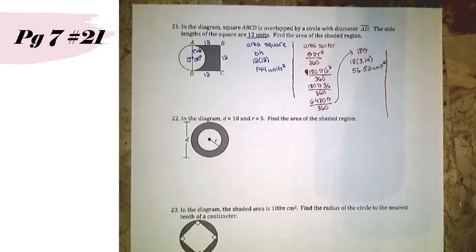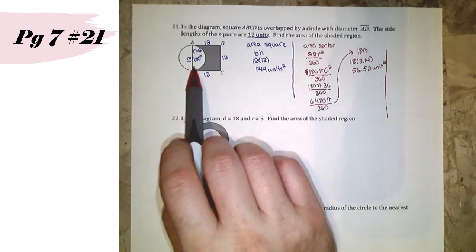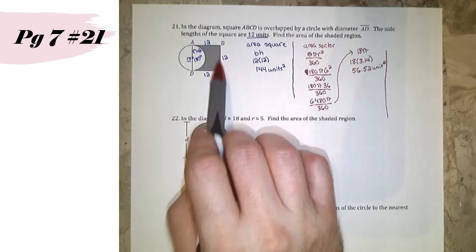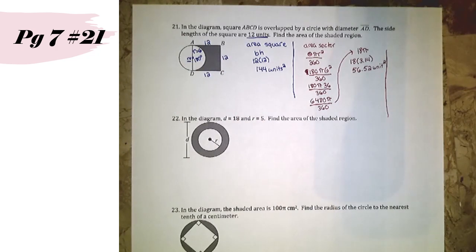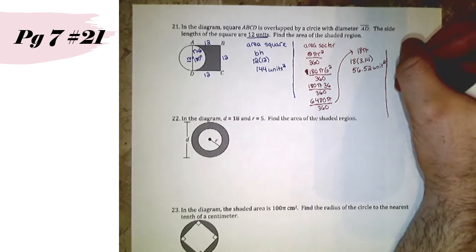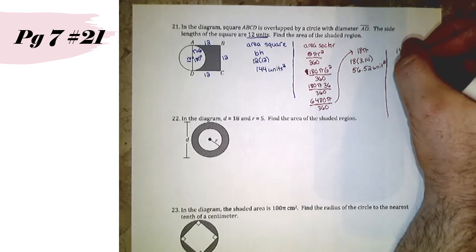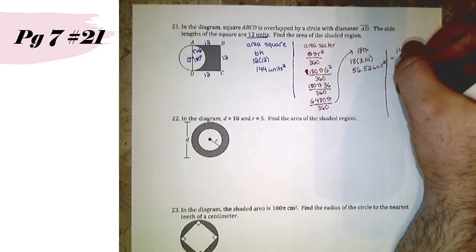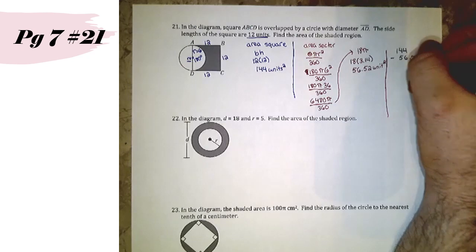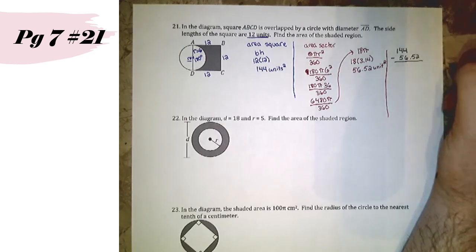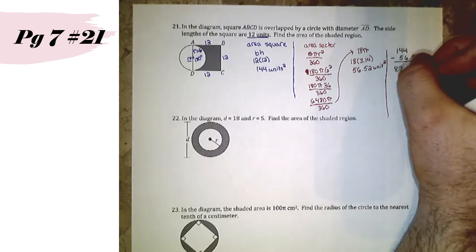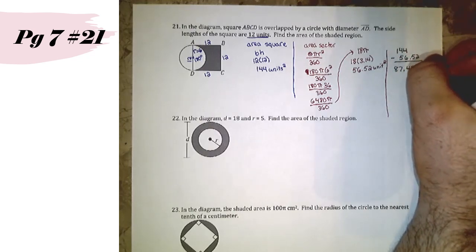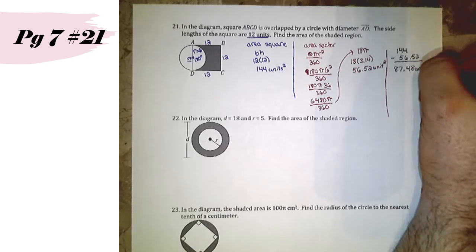So we have found the area of this half circle and the area of the full square. Since I have done that, now what I want to do is subtract the two numbers that I got. So I got 144 minus 56.52. When I do that, I get 87.48 units squared.